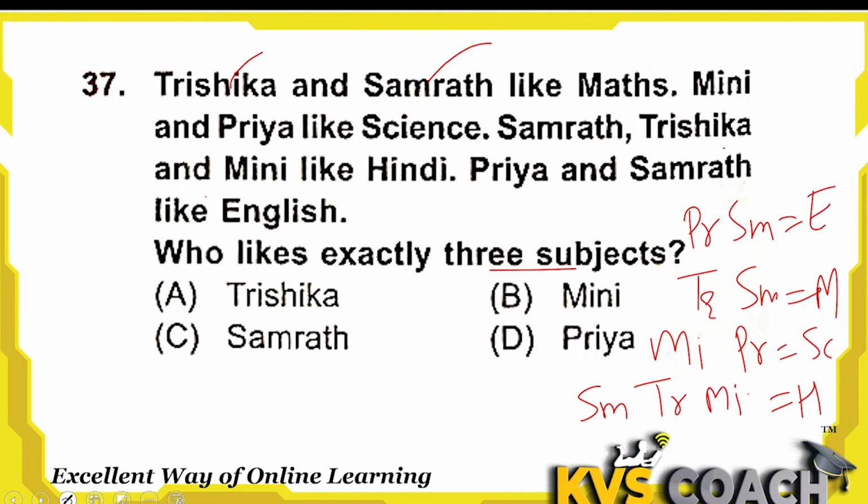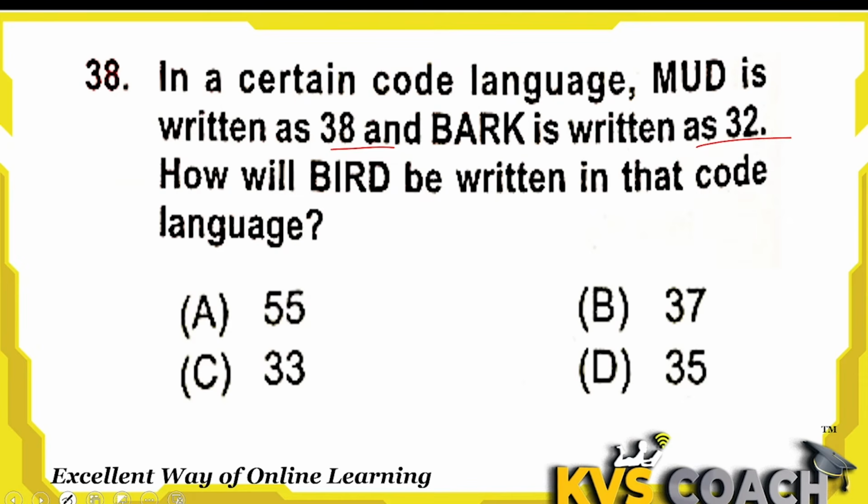So which one likes exactly three subjects? You can see that Smarth is in three subjects. Priya is in 2, Trishika is in 2 and Mini is in 2. But Smarth likes 3 subjects. So Smarth is the right answer here.